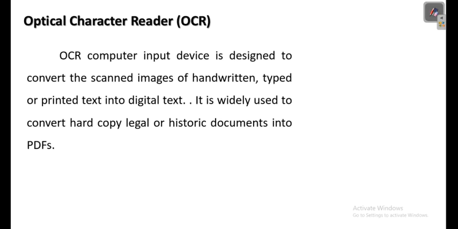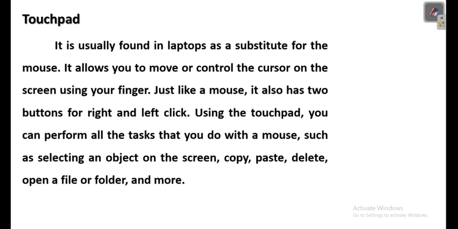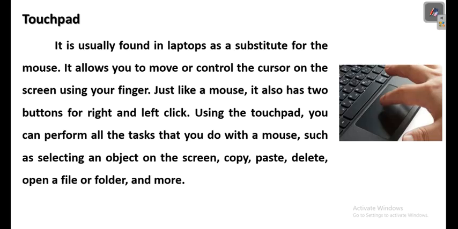An optical character reader, OCR, is a computer input device designed to convert scanned images of handwritten, typed or printed text into digital text. It is widely used to convert legal and historic documents into PDF. It is common nowadays. Next input device, touchpad. I already told you that it's just like a mouse, and the touchpad is in laptop computers.